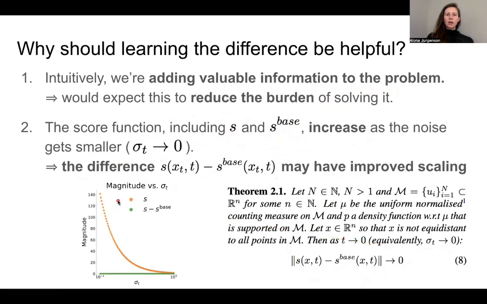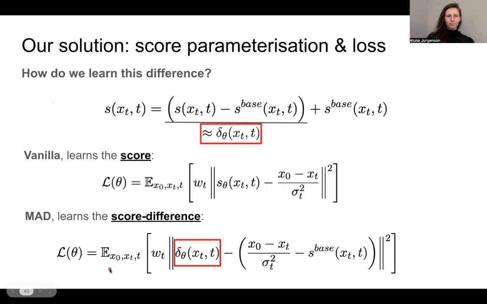So here you can see that the magnitude of the score function, which is the target of the vanilla denoising score matching approach, actually explodes as sigma goes to zero, whereas the target for our approach is stable and does not explode to infinity.